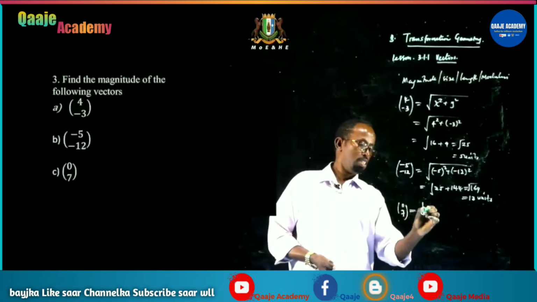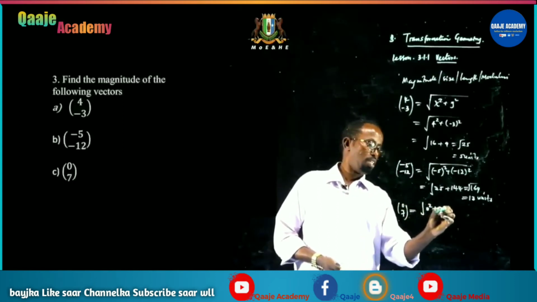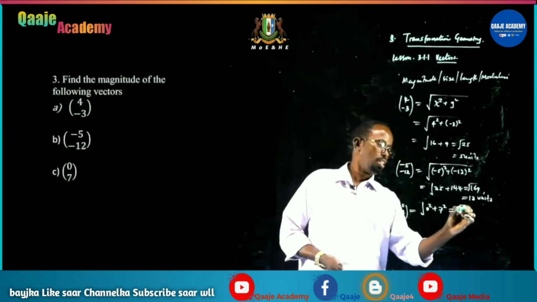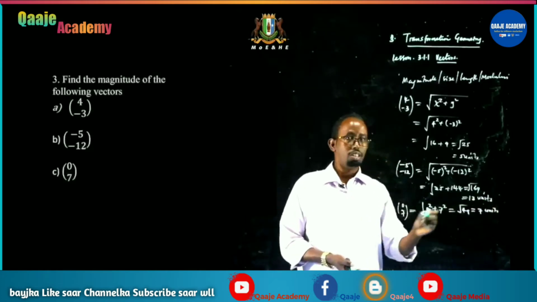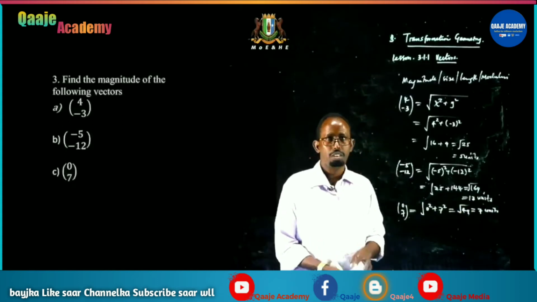0, 7. 0 squared plus 7 squared, you get 49, and then the square root is 7 units.